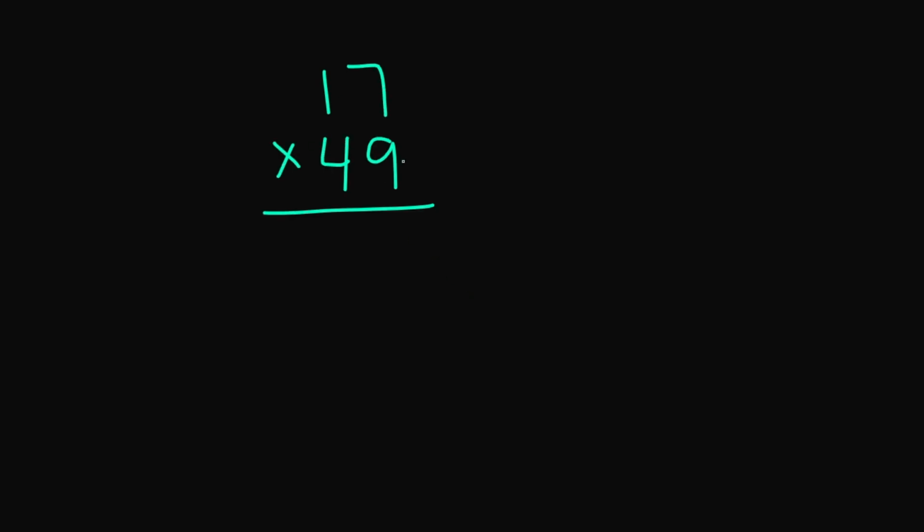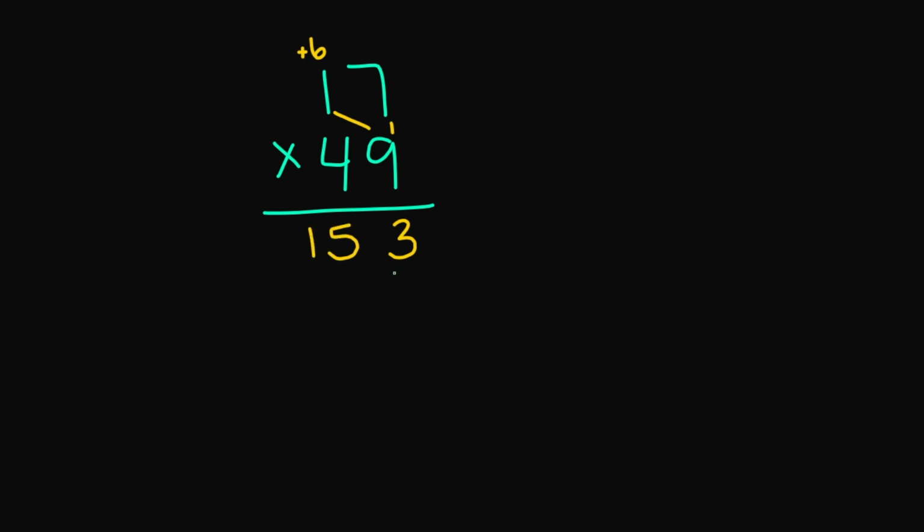So I'm going to multiply 9 times 7. That's going to give us 63. I'm going to write my 3, carry the 6. 9 times 1, that's 9. Plus 6, that's going to give us 15. So I'm going to write 15 here.